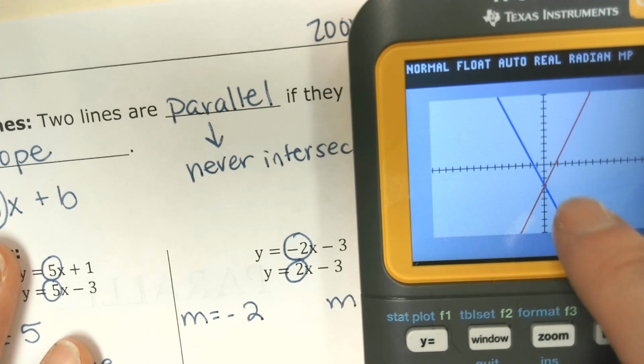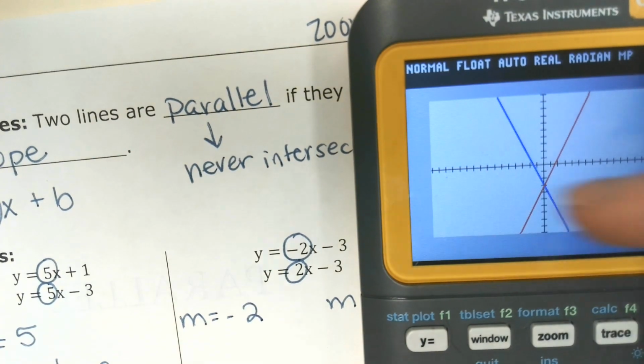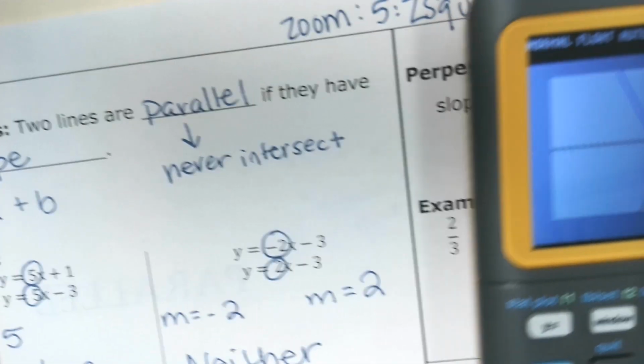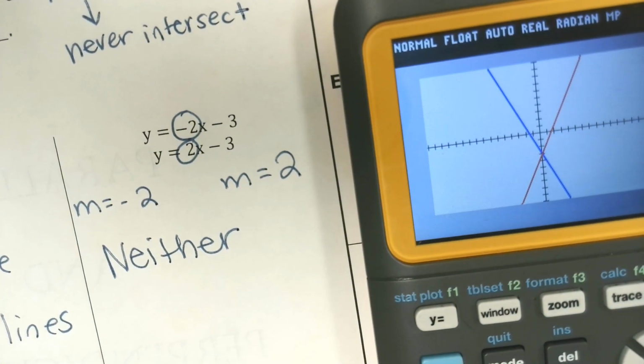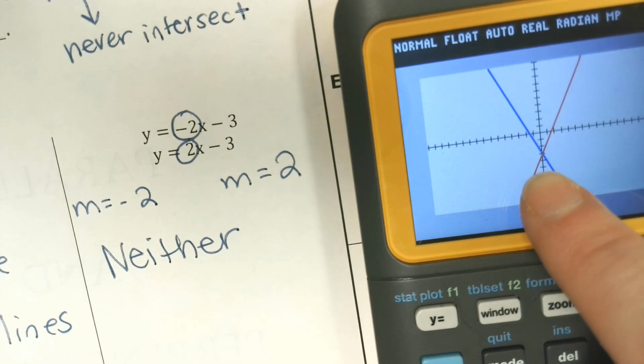Okay, so now that it's squared up and it has the same increments on the x-axis and the y-axis, that's what squaring it up does. Do they look parallel or perpendicular or neither? It's neither. They intersect at that y-intercept, which is what they have the same of.